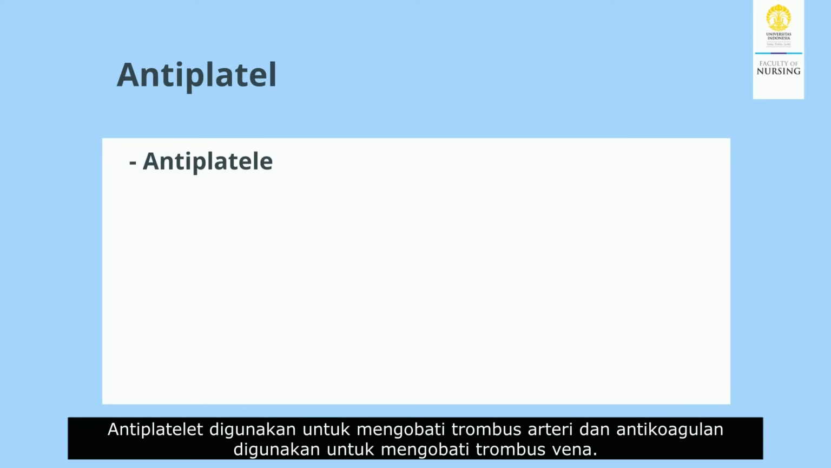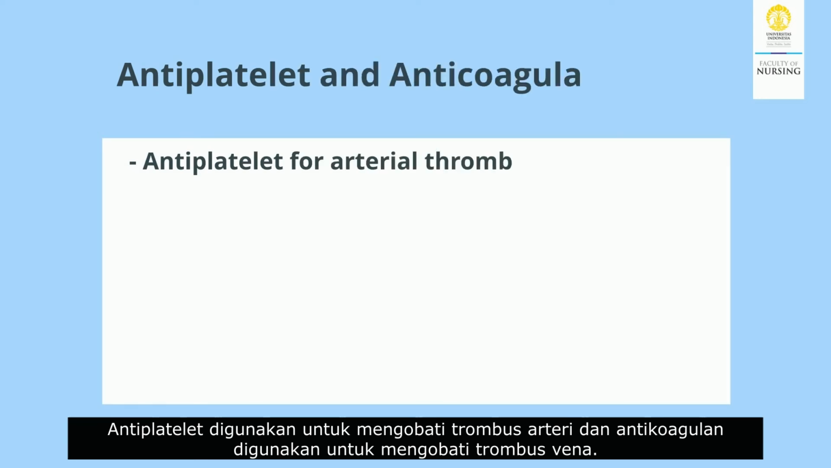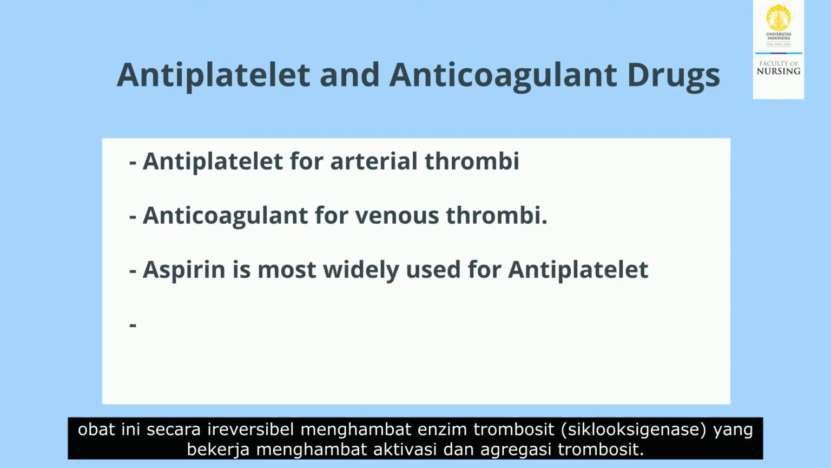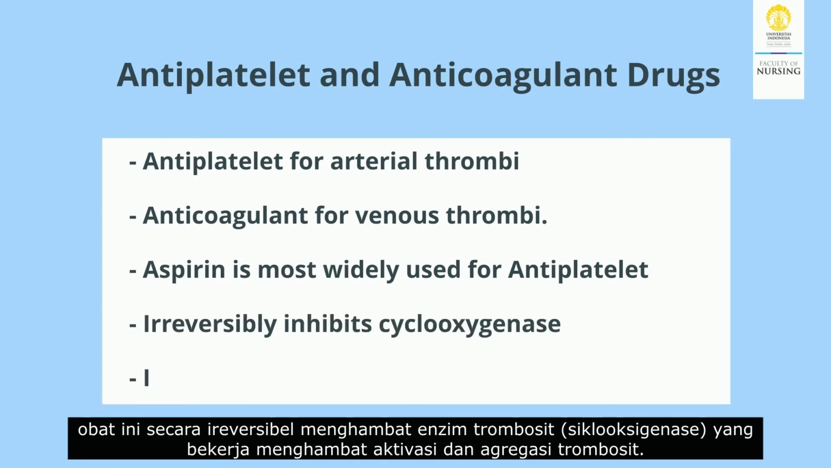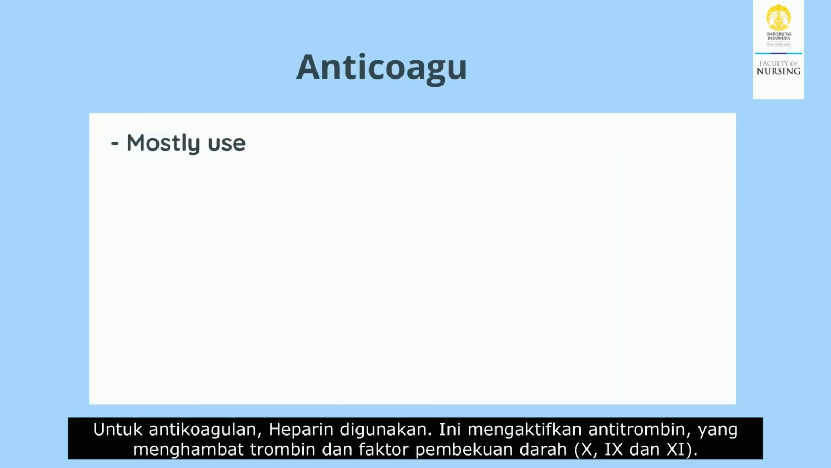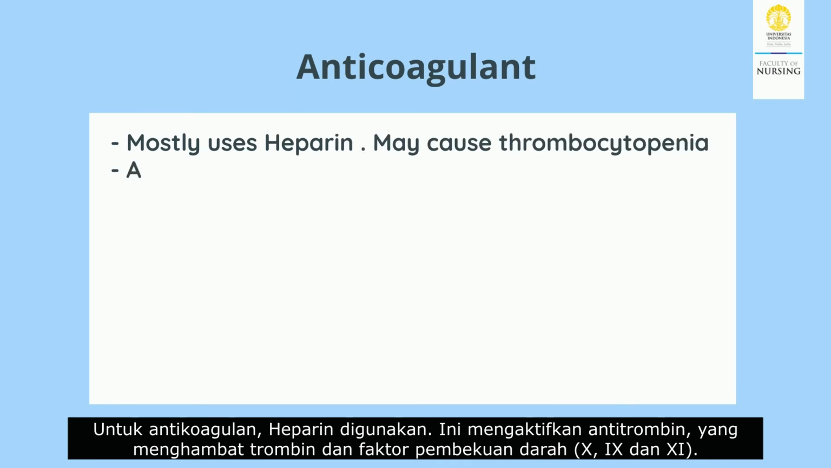Antiplatelet is used to treat arterial thrombi and anticoagulant is used to treat venous thrombi. For antiplatelet drugs, aspirin is most widely used. It irreversibly inhibits platelet enzyme, which acts to inhibit platelet activations and aggregations. For anticoagulants, heparin is used. It activates antithrombin, which inhibits thrombin and blood coagulation factors.